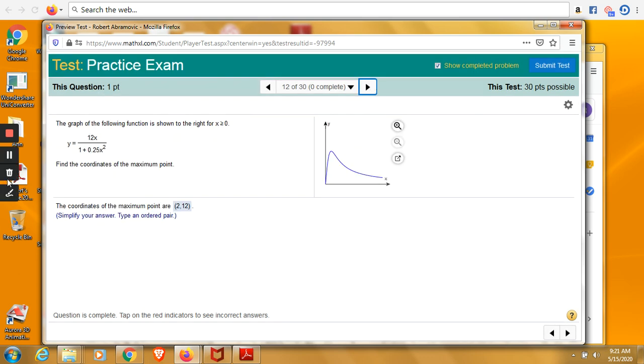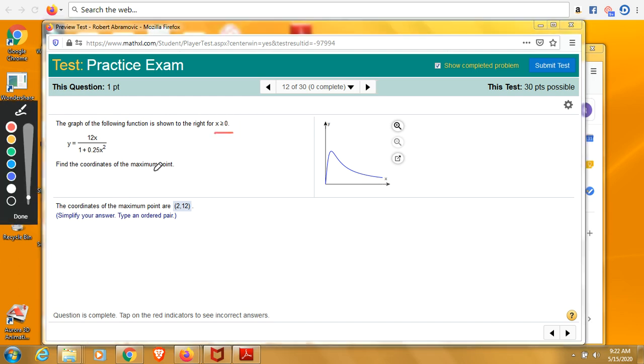Okay, the graph of the following function is shown to the right for x larger than or equal to 0. Find the coordinates of the maximum point. So here, we need to differentiate this function, set the derivative equal to 0, and that will give us the critical numbers. Then we need to say, for which critical number is this function changing from increasing to decreasing? From the graph, it seems like it just has one critical number for x larger than 0, and we can determine what that is from differentiating.